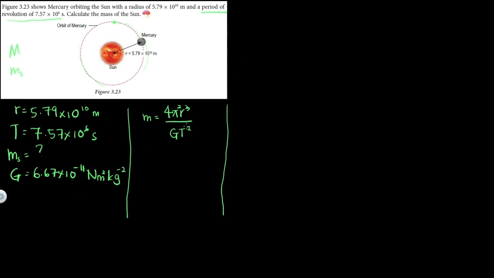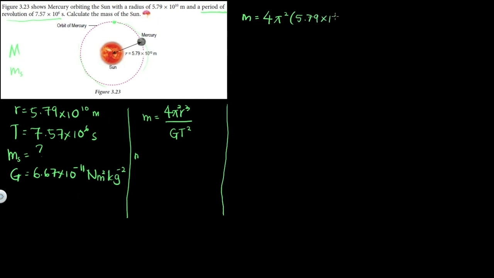Then what we're going to do is just substitute the values. We shouldn't have much space here, so let's write it here. m equals 4 pi, you have pi in your calculator, pi square r cube. Let's open the bracket and then put your r there.